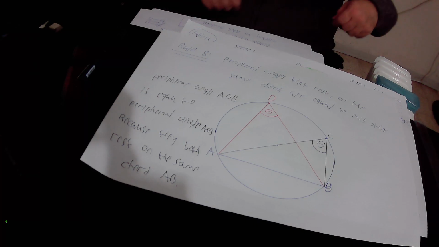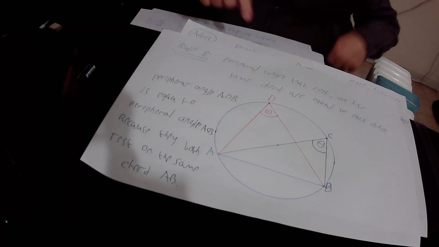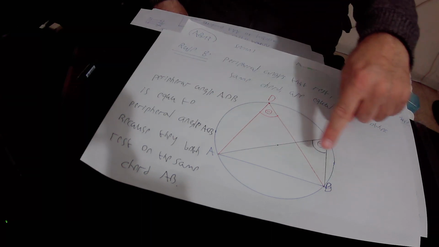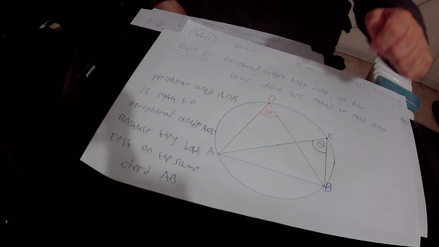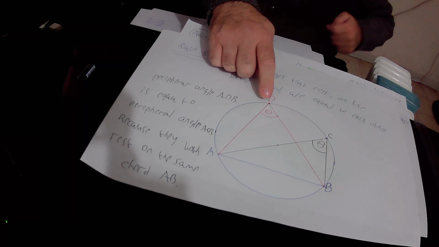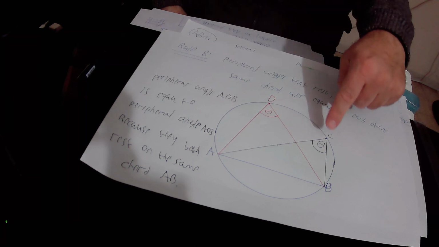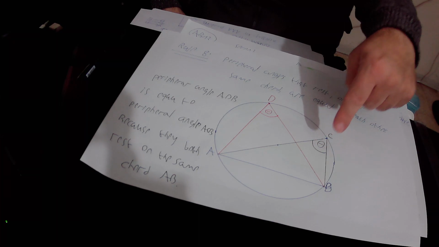Here we have peripheral angle ADB that rests on chord AB, and peripheral angle ACB also rests on the same chord called AB. Therefore, those two peripheral angles must be equal to each other. This is to say, if peripheral angle ADB equals theta, then the other peripheral angle ACB must also be equal to theta.